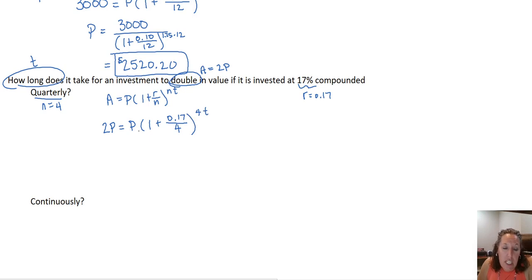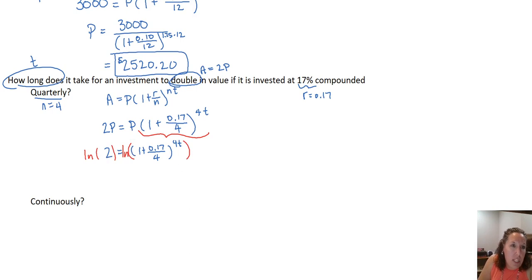We are going to solve this for t. Before we can solve this for t, we need to get that exponential part by itself. So we need this part by itself. Divide both sides by P, and we get 2 is equal to that parenthesis. And then we can take a log of both sides. It really doesn't matter what log we use. If you want to, you can use log with the base of 1 plus 0.17 over 4. But I'm going to go ahead and just use the natural log. Take the natural log of both sides.